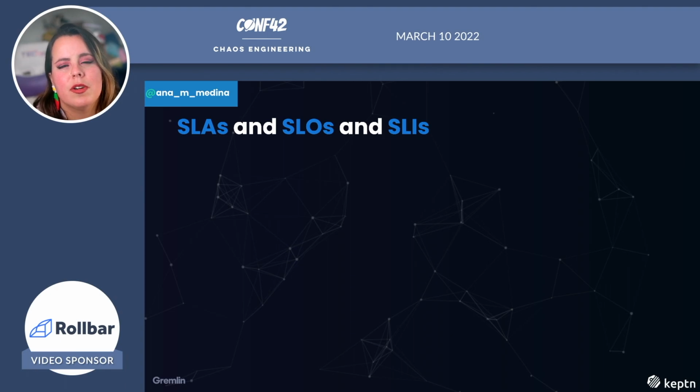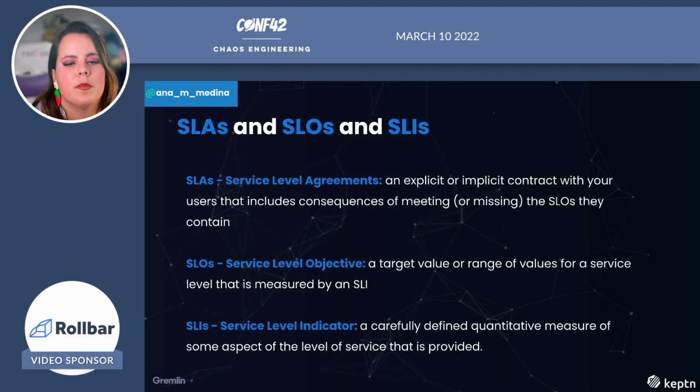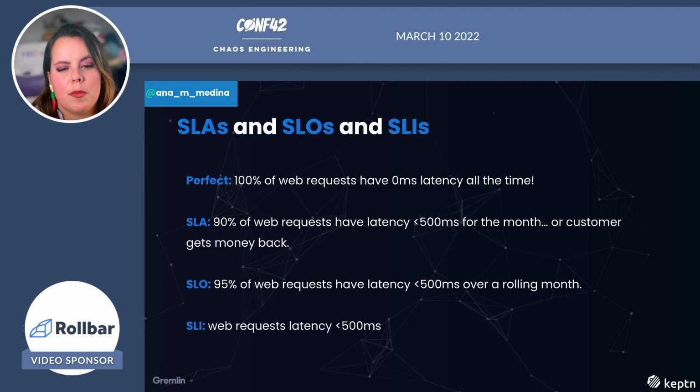So I talk about service level objectives and service level indicators. I want to make sure to cover that terminology before we talk a little bit more about them. That service level agreement is going to be that contract with your users that is going to include the consequences for that contract to be not met. And that comes down to that service level objective. That is that target value or the range of values that you have for that service that is going to be up or not. And that is going to be then measured by that service level indicator. That is a carefully defined quantitative measure of some aspect of the level of the service that you are providing.